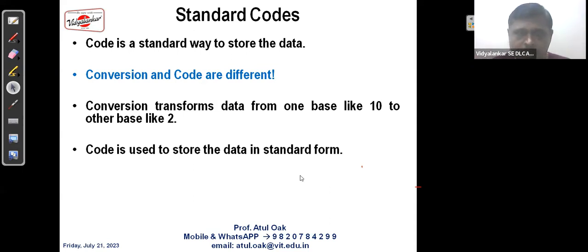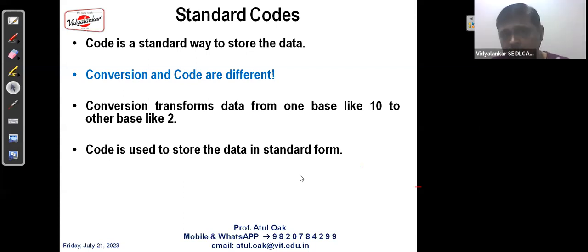Today we introduced number systems, 4 number systems: decimal, binary, octal, and hexadecimal. Most commonly used are 2: decimal for humans, binary for computers. Binary means bits, zeros and ones. Octal we never use. Hexadecimal sometimes we use in microprocessors.